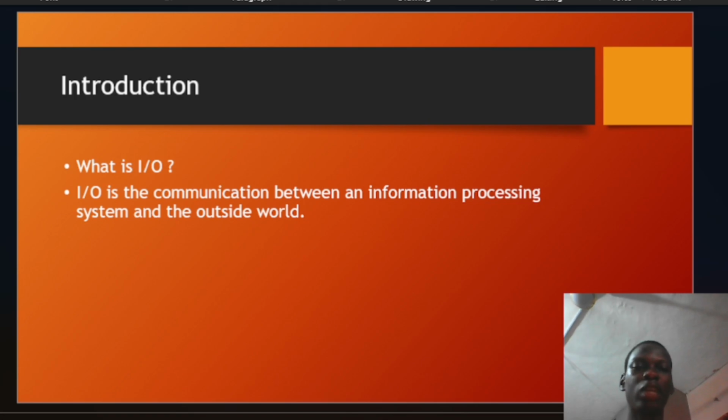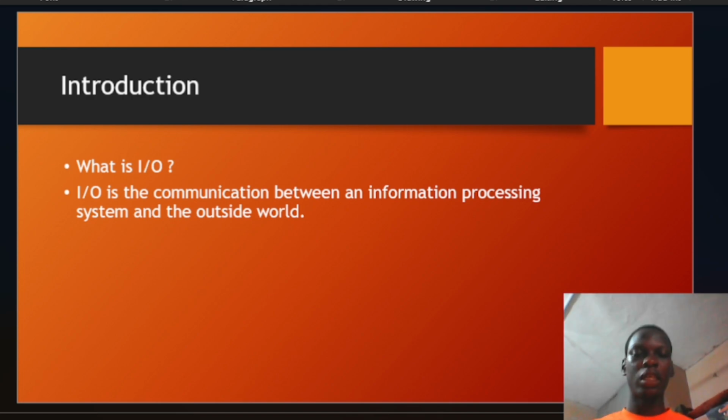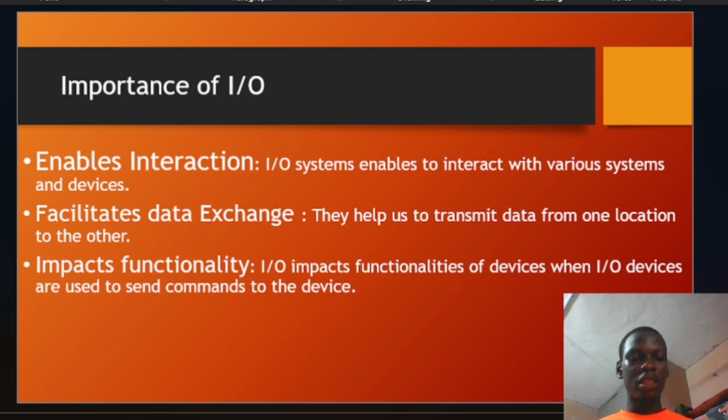So now let's get to know what an I/O is. I/O is the communication between an information processing system and the outside world. For you to be able to communicate with your information processing system, you need I/O, which enables you, with certain protocols and functionalities, to communicate or interact with your system. So let's see the importance of I/O.